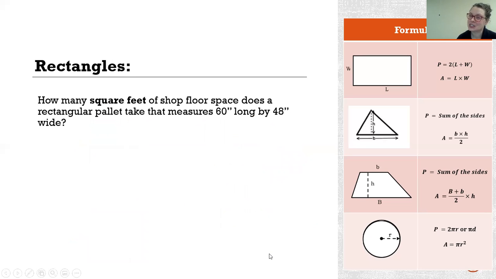All right, so let's start with this one. We're going to use 2 methods just to get us to do some practice. So we'll divide our screen. How many square feet of shop floor space does a rectangular pallet take that measures 60 inches long by 48 inches wide? So we're looking at how much space something takes. That means what area does it take? So method 1. I'm going to call method 1 the convert first.